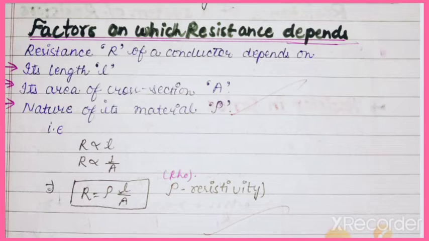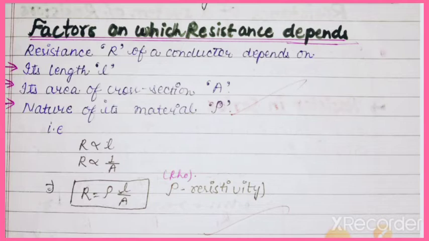Basically, when the length is larger, the resistance will also be larger, right? Or when the length is large, the resistance will also increase, right? So this is R directly proportional to L, whereas it is inversely proportional to A.